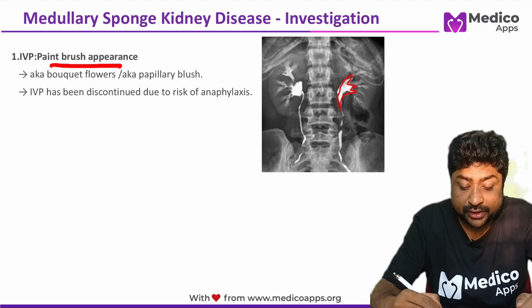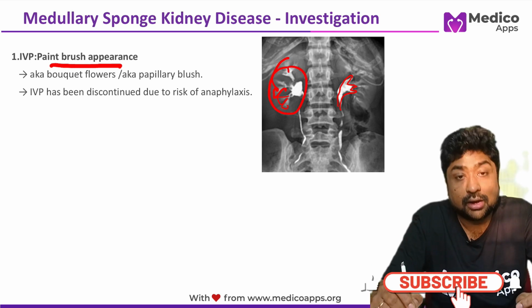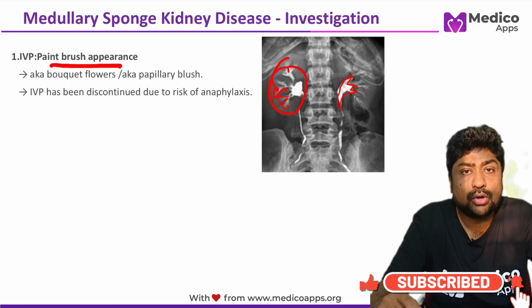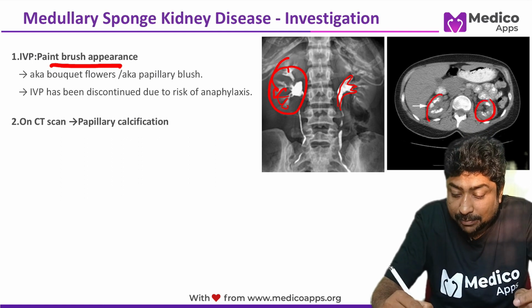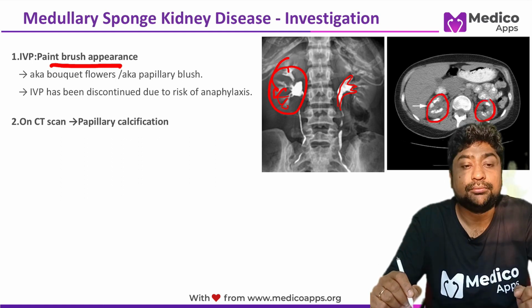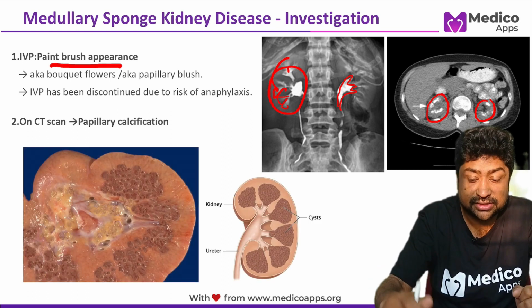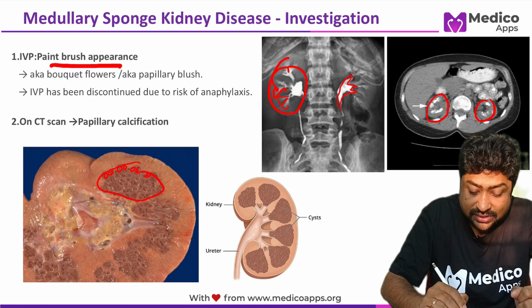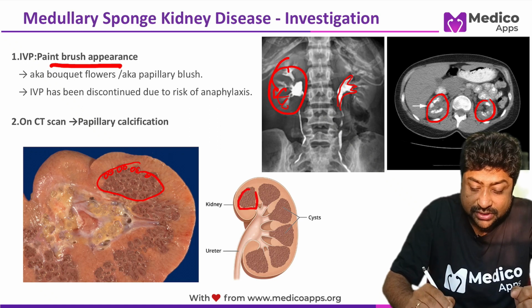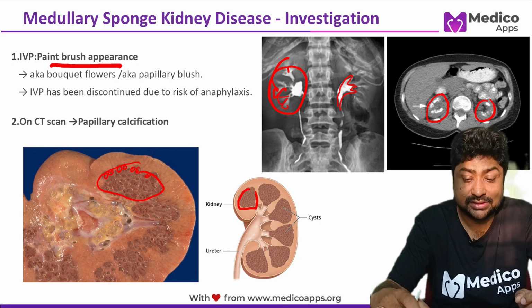So these are important, so you can see the paint brush appearance. Now IVP we generally do not do, we do a CT scan, and on CT scan you can see papillary calcification. As this image shows, on gross you can see the medulla has very small cysts. So this is your medullary sponge kidney disease.